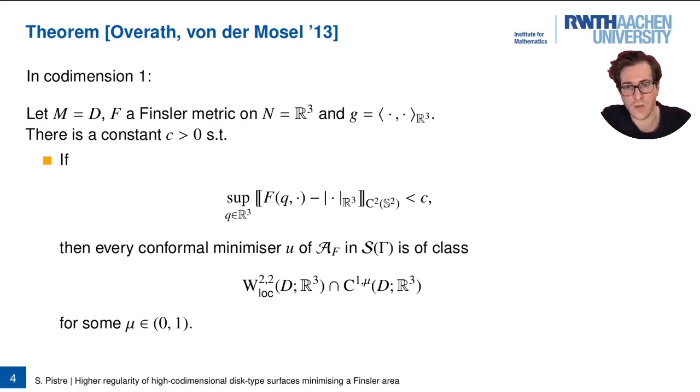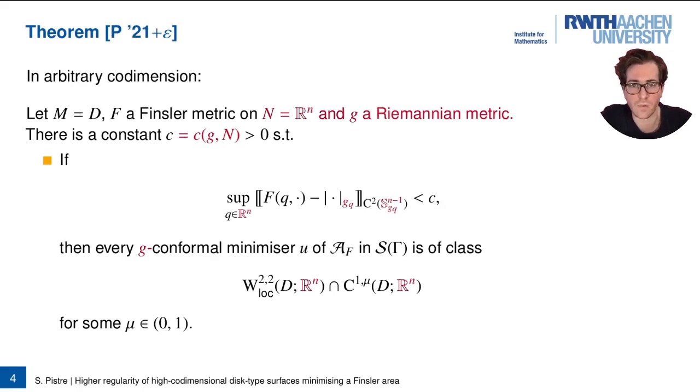All right, so what I can obtain in my thesis is the following. Now we can do this in arbitrary codimension, and we get a disk-type surface in Rn, and also an arbitrary Riemannian metric on the target, and then for a universal constant which depends on the metric and also on the dimension, we get the same result, right? The analogous result, where we have to compare the Finsler metric, the Finsler norm, and the Riemannian norm on the Riemannian sphere in the tangent space at point Q in this C2 way.